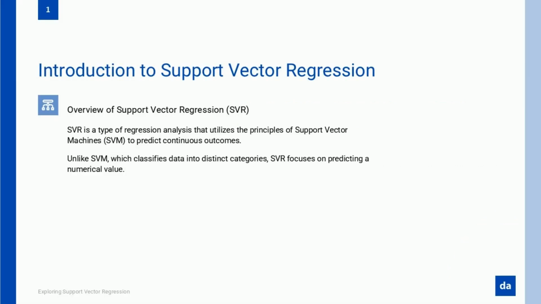Let's find out. Imagine you're a weather forecaster. You want to predict tomorrow's temperature, but your data is all over the place. Some points are noisy, some are extreme, and you don't want a model that overreacts to every little fluctuation. You need something precise, adaptable, and resilient to outliers. That's exactly what Support Vector Regression, SVR, does.